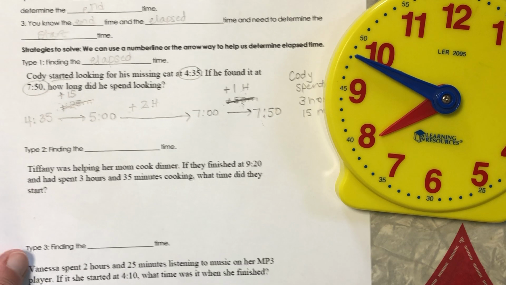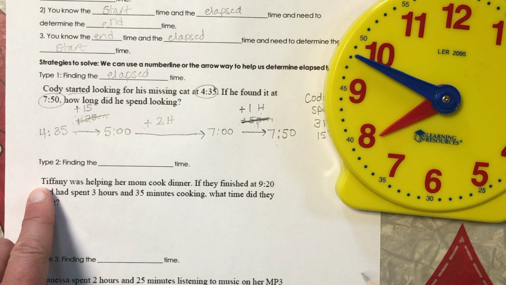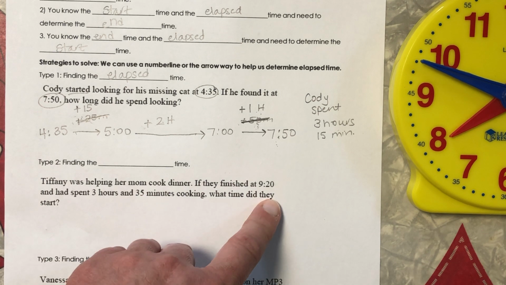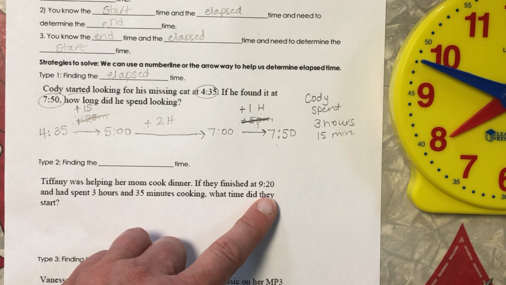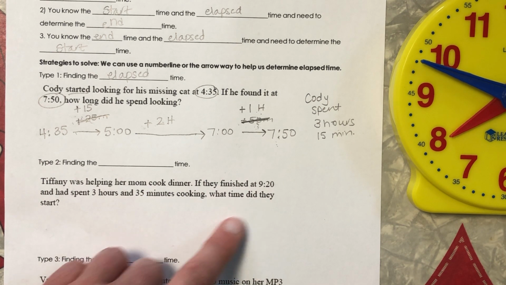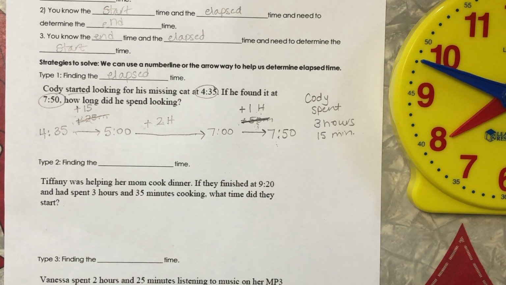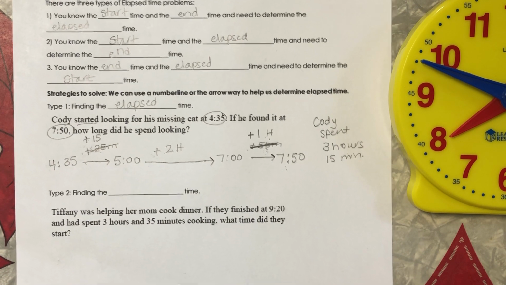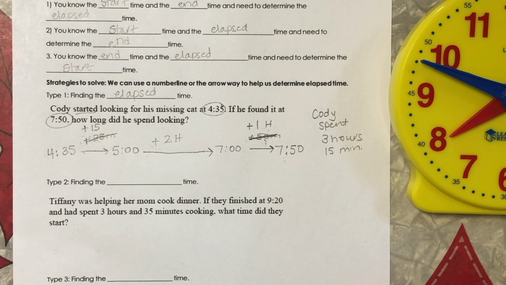The next type of problem, let's see if we can figure out which type it is. Tiffany was helping her mom cook dinner. If they finished at 9:20, wow, that's pretty late. They're going to be eating at night. And they spent 3 hours and 35 minutes cooking. What time did they start? Well, they must be on a holiday, because I don't know anybody that eats at 9:20 and cooks for 3 hours and 35 minutes unless it's maybe somebody on Christmas or Thanksgiving. They're going to be hungry people.